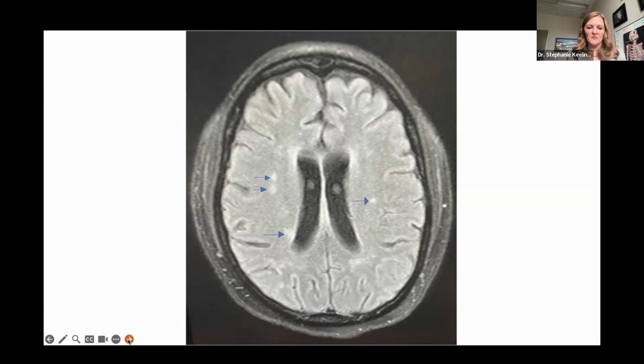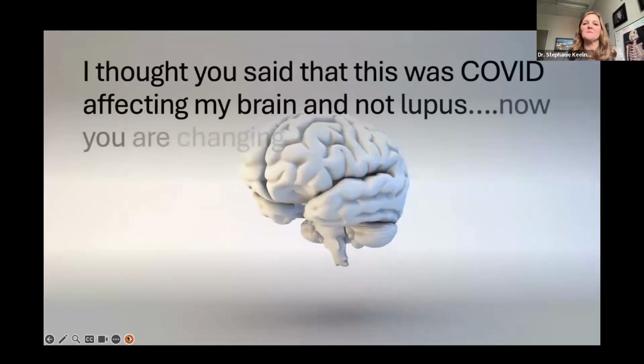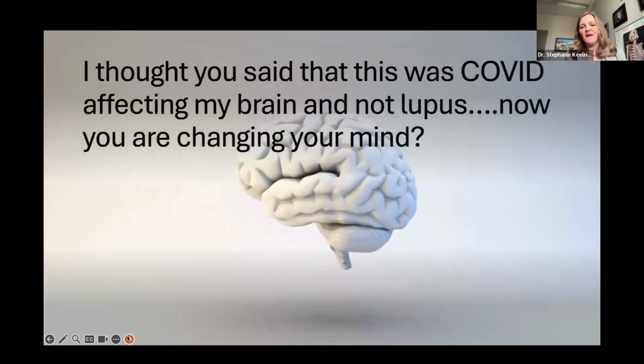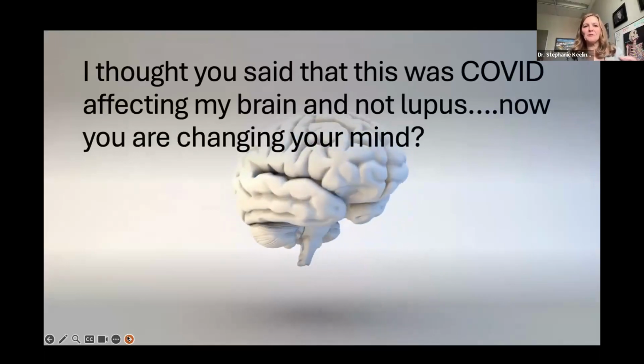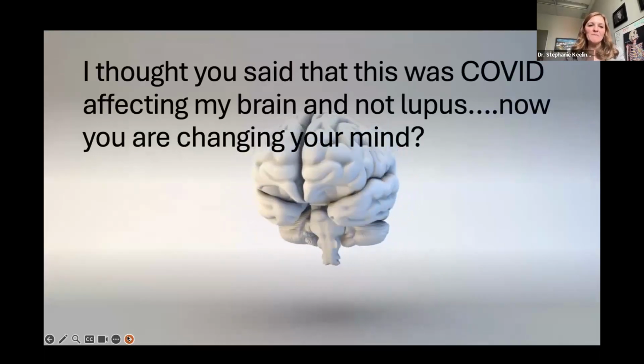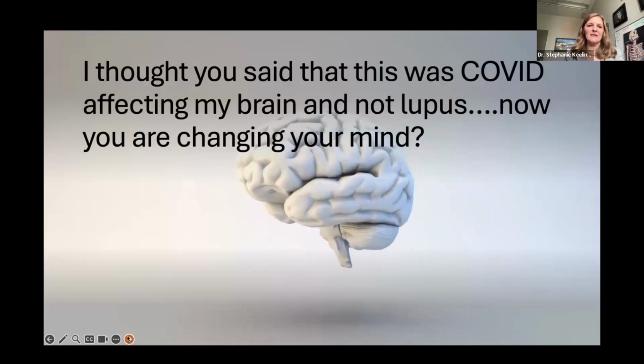But over time, her serology still persisted, and she ended up eventually getting a classic lupus rash. And she was really frustrated because she said, I thought you told me this was COVID affecting my brain and I'd get better. It's not lupus. Why are you now changing your mind? I think it tells you that sometimes the journey people take can evolve and change, and we probably lack some more helpful tools to be better at getting a prognosis sooner.